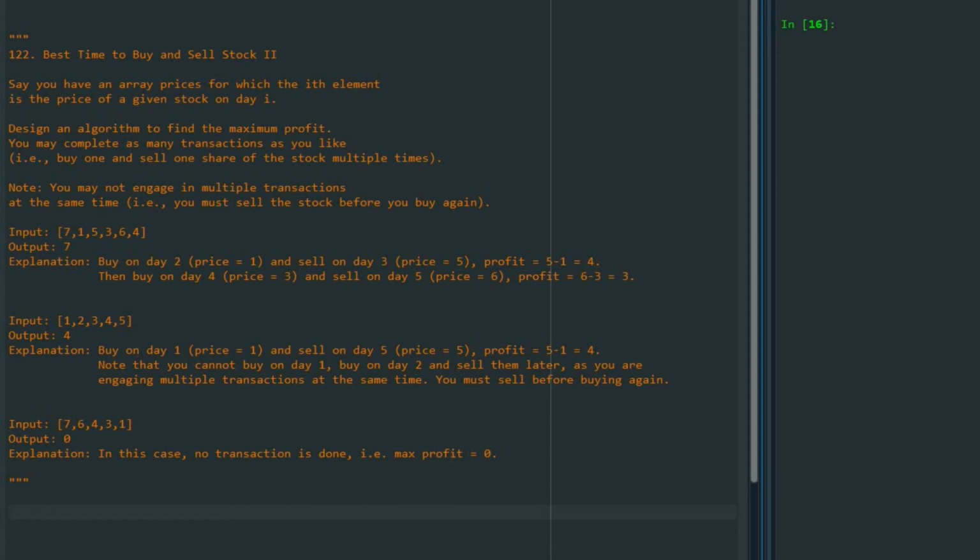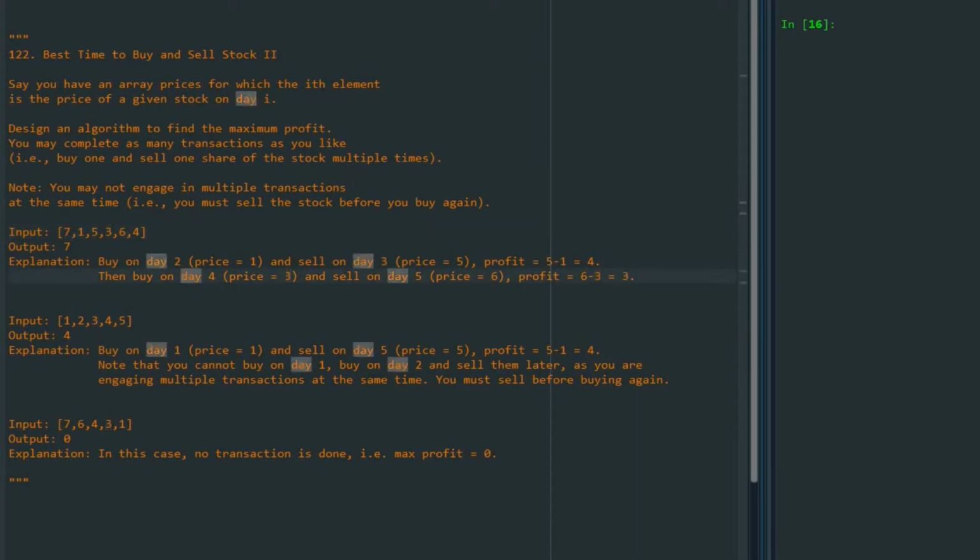Hi, in this video we are going to go over the solution of problem 122, Best Time to Buy and Sell Stock II. So the problem statement tells us that we have an array of numbers and each number represents the value of a stock. And we want to see how we can accumulate more profit from buying and selling.